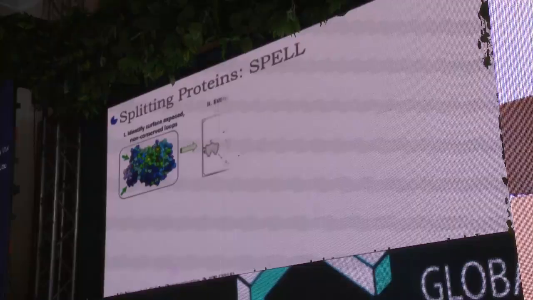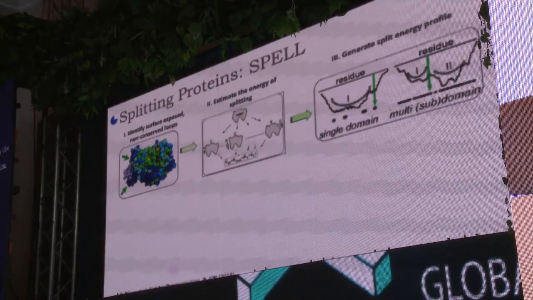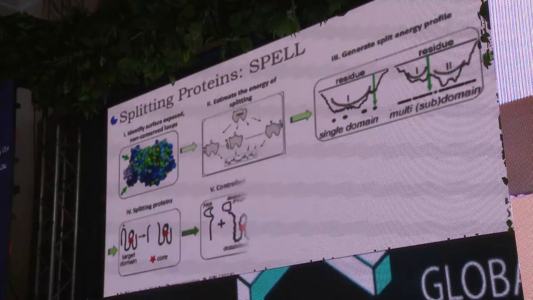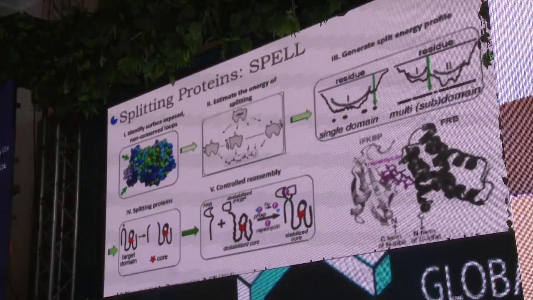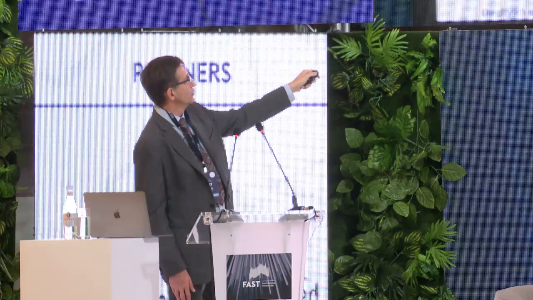So this methodology is available, and it's called SPEL. I'm going to split how we do it, but I'll just mention that the way we functionalize this splitting now is we add one of the protein domains called FRB to one of the halves, and to the other one, FKBP. Those two proteins dimerize when you add rapamycin. So basically, by adding rapamycin, you control the assembly of a split protein. So you have a reversal here.